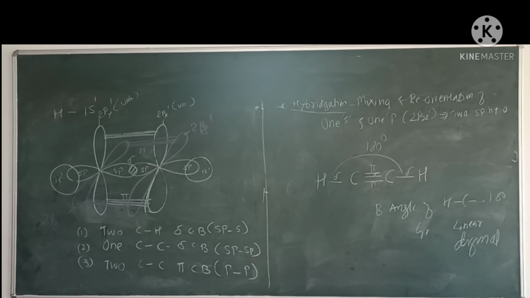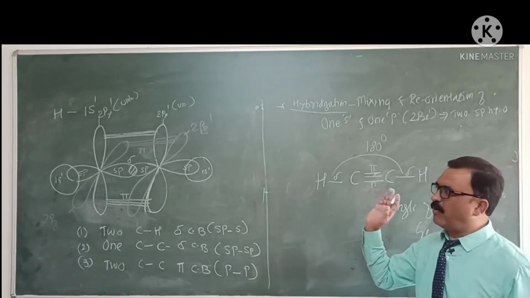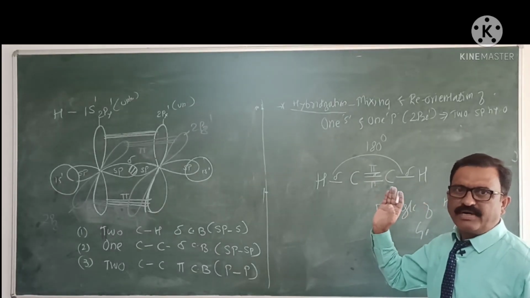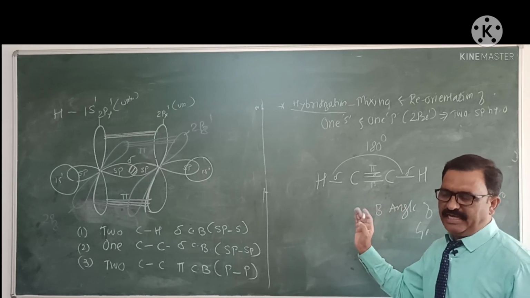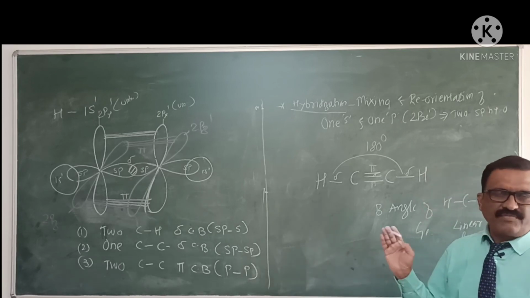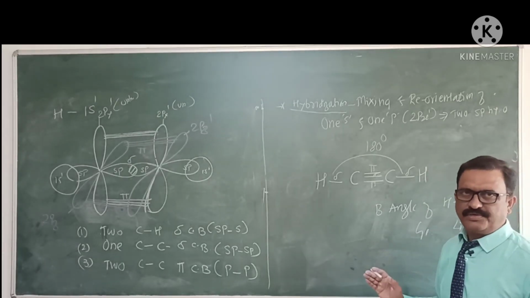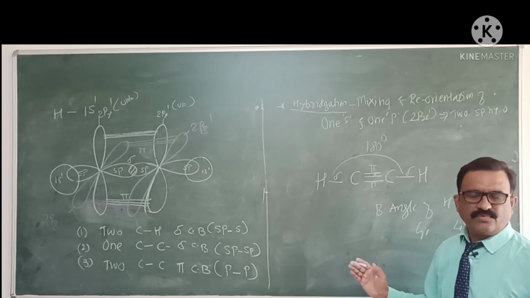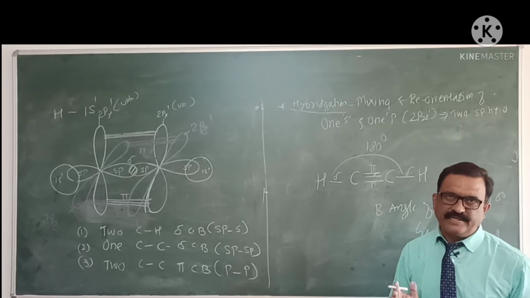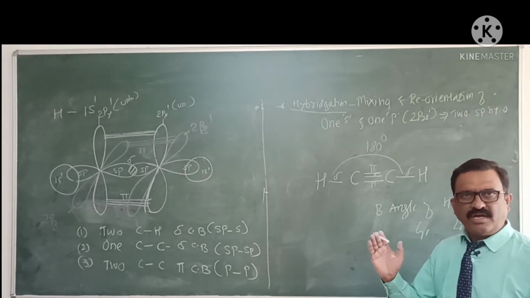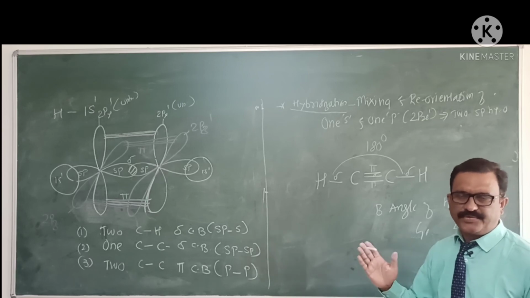Okay, in this way we can explain the formation of the acetylene molecule with the help of sp hybridization. Okay, now we will stop here, and in the next video we will discuss a new concept, which is molecular orbital theory and the molecular orbital diagram for a hydrogen molecule. Thank you very much.